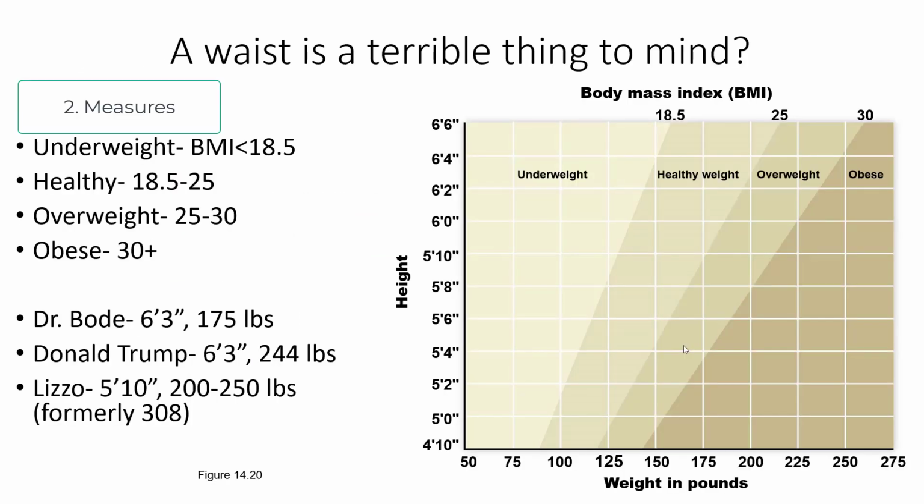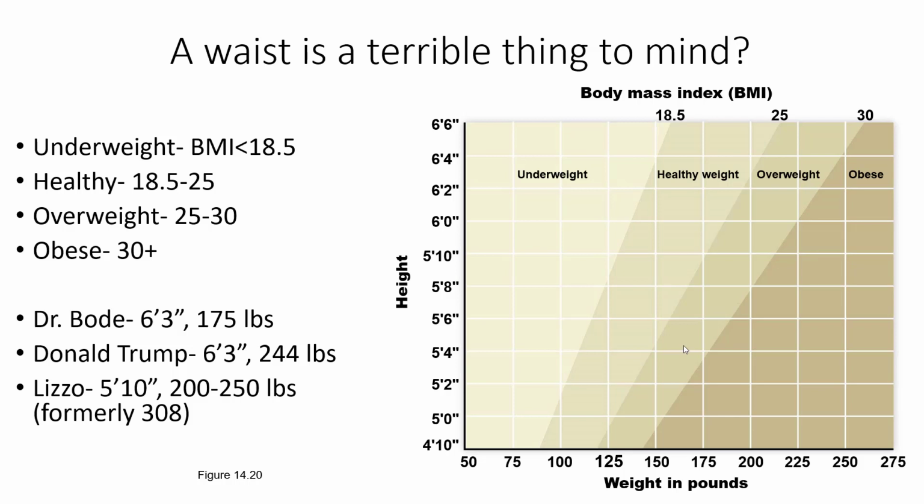So how do we measure obesity? Well, we have different terms here. Underweight is having a body mass index of under 18.5. Healthy is somewhere between 18.5 and 25. Overweight is 25 to 30. Obese is 30 plus. Such measures as morbidly obese are not technically actually measures. That's just some parlance that doesn't actually mean anything in medical terms.